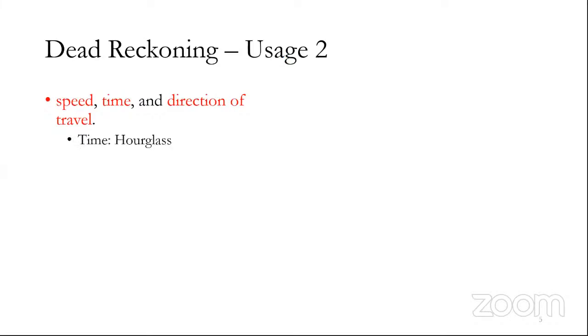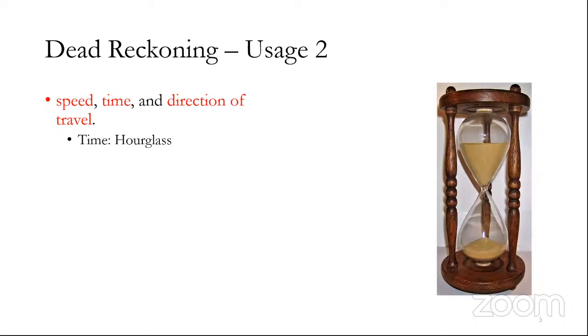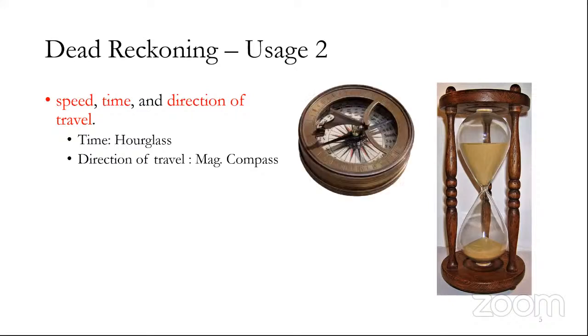So to find time, especially short periods of time, one would use at that age an hourglass. This hourglass, as we can see on the right, was designed to measure a single hour, meaning that the sand would completely shift from one point of the hourglass, the top, to the lower point of the hourglass within a single hour. To find the direction of travel at that time, they would have used a magnetic compass, similar to this one, and we are left with speed.